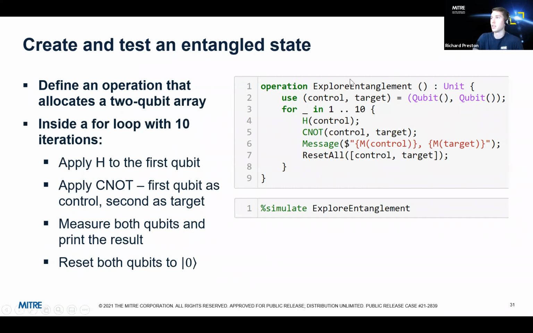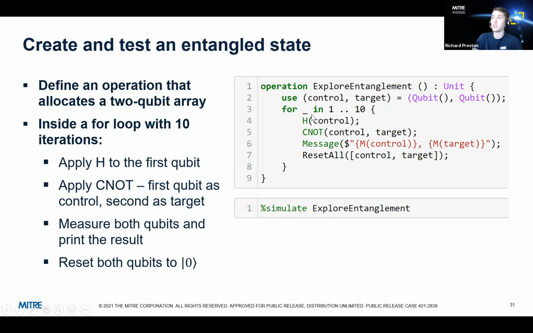So to explore entanglement, we're going to have a new operation. And oops, I changed this, but I got to fix that. I'm just allocating the qubits in the same way as the other one, not using an array, just control and target qubits.